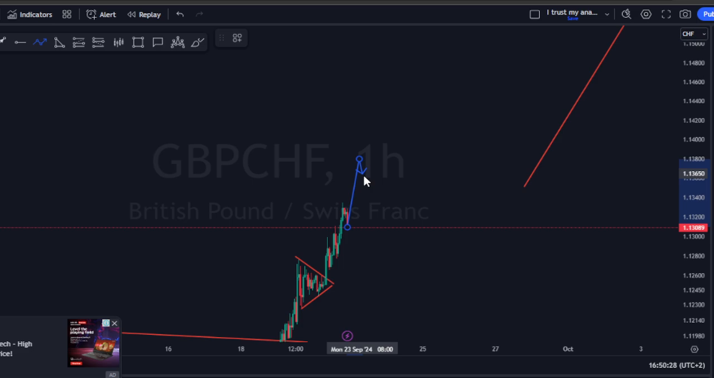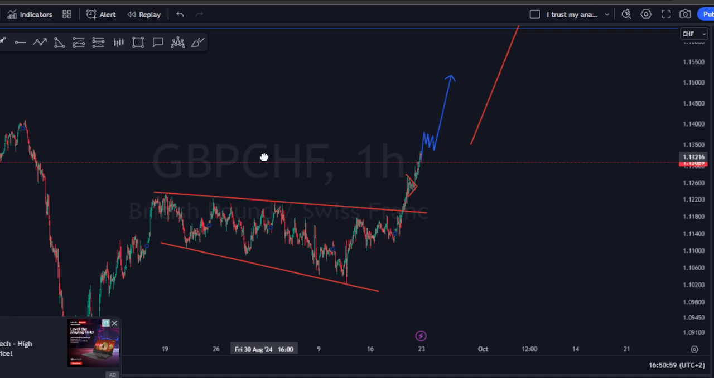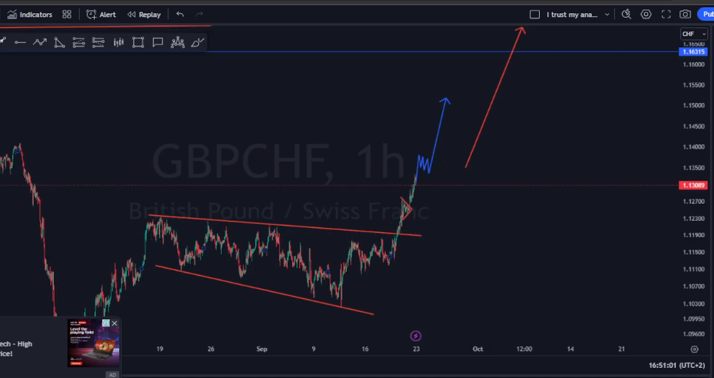Remember our target is that high. Or you can target this high for now. You can choose to take your profits there or exactly at the diagonal resistance. So this is what we are looking forward to, ladies and gentlemen.